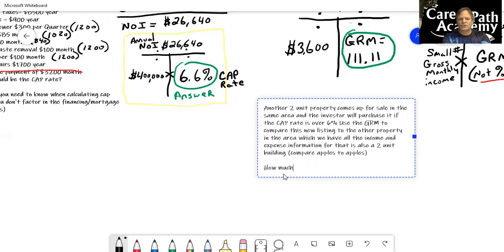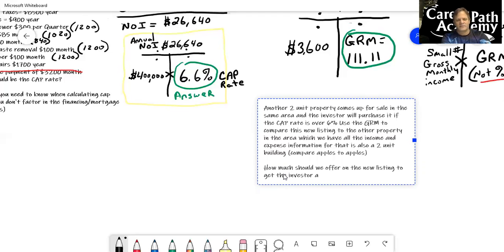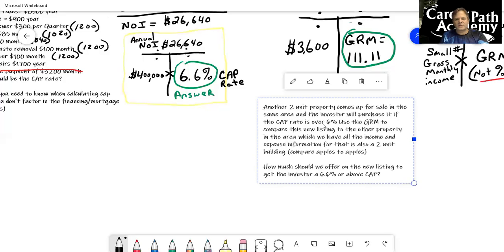How much should we offer on the new listing to get the investor a 6.6% or above return cap? Now, let's see, is 6.6 or better?